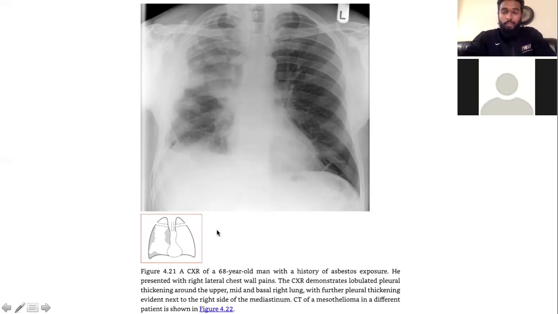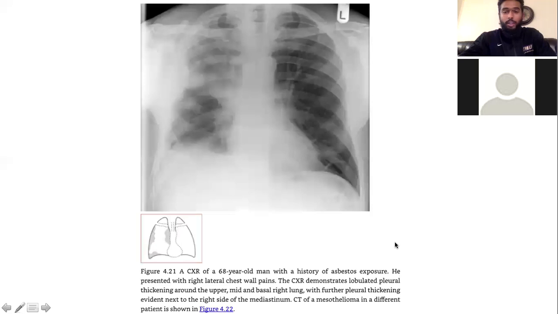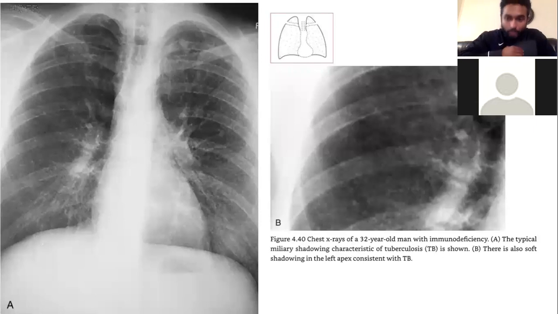But that's what I was going to say. Mesothelioma is associated with pleural thickening. That's basically it, there's nothing else to it. It's going to have some consolidation, but the main thing is pleural thickening. All right, miliary tuberculosis.